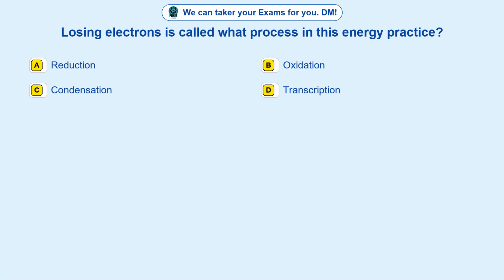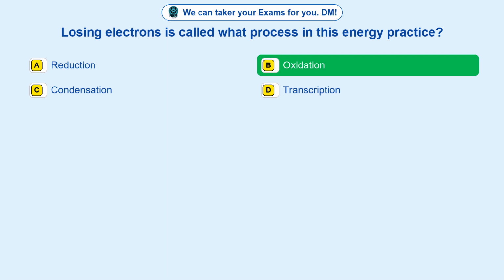Question 43. Losing electrons is called what process in this energy practice? Option A, reduction. Option B, oxidation. Option C, condensation. Option D, transcription. The correct answer is option B, oxidation.